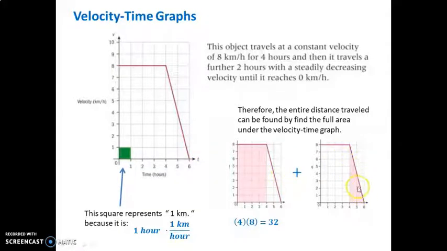Now let's look at the area of this triangle here. Find the area of a triangle by doing base times height divided by 2. So what's the area here? Well, that triangle must have an area of half times 2 times 8, which is 8. So the total area under the entire curve is 40, representing 40 kilometers traveled by this object. So even in that simple example, we've looked at a major application of integral calculus. Even though we haven't introduced what an integral is yet, we have looked at finding the area under a curve, and that's what integration does for us.